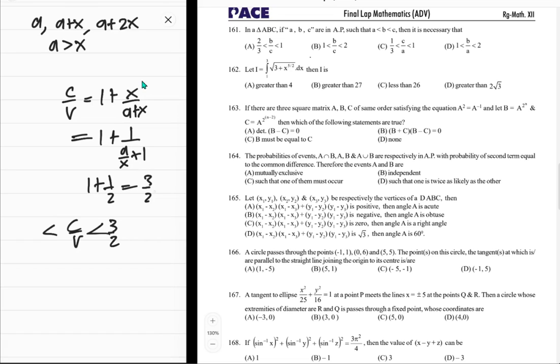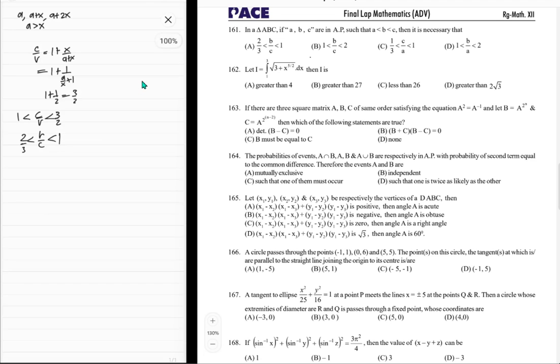Oops sorry, I needed the minimum value. Yes, x equal to 0 is the minimum, right? It is in fact the minimum, right? So it's going to be 1 when x approaches 0, this thing approaches 0, it's correct. So b upon c is less than 1, it's bigger than 2 upon 3. So a is correct, option a of 161 is correct.